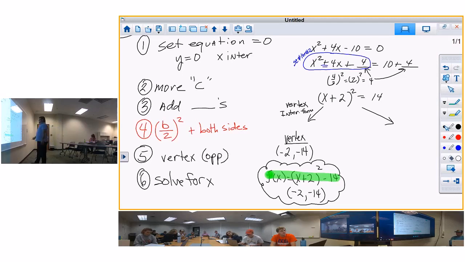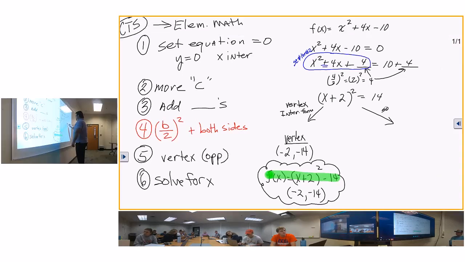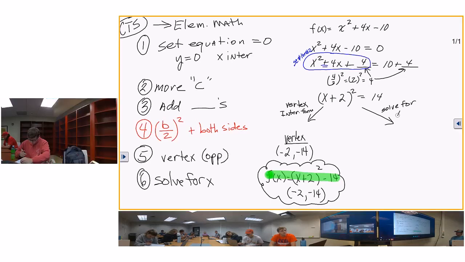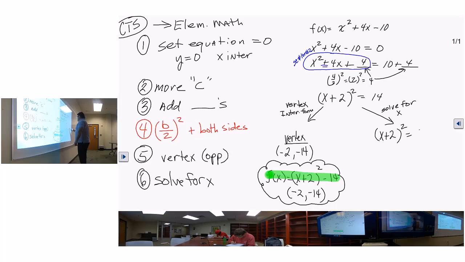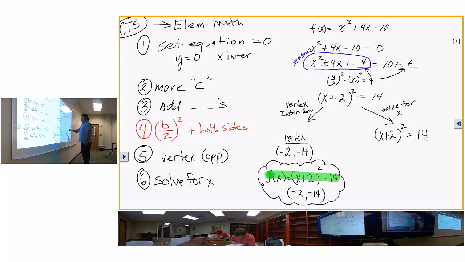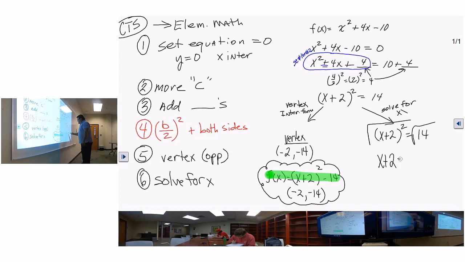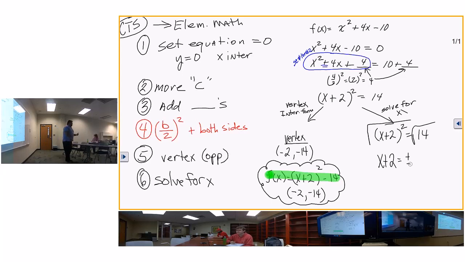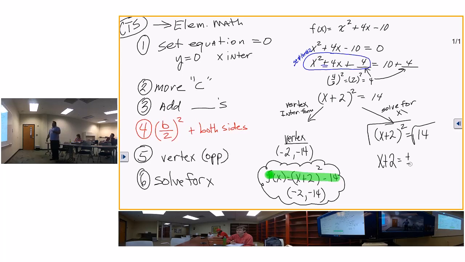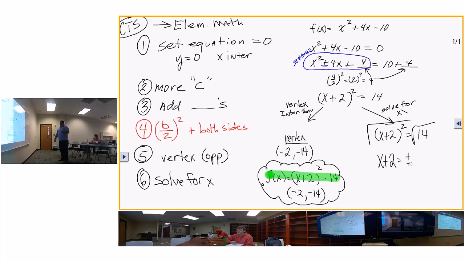On the right-hand side, I'm going to solve for x. So x plus 2 quantity squared is equal to 14. How do I undo a square? Square root. Take the square root of both sides. x plus 2 is equal to positive or negative. Now, there's 2 or 3 ways you can do the square root of 14. One is approximate with your calculator. 2 is to find exact, meaning 2 times the square root of 7. And 3 is what I like. I want you to estimate.